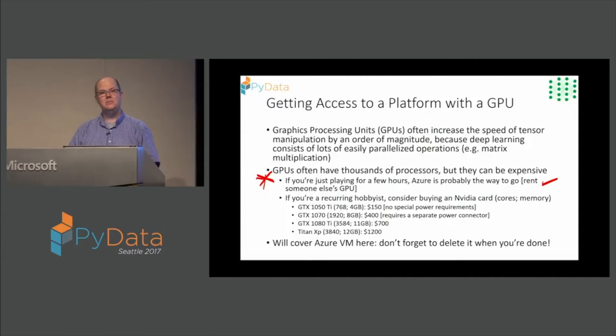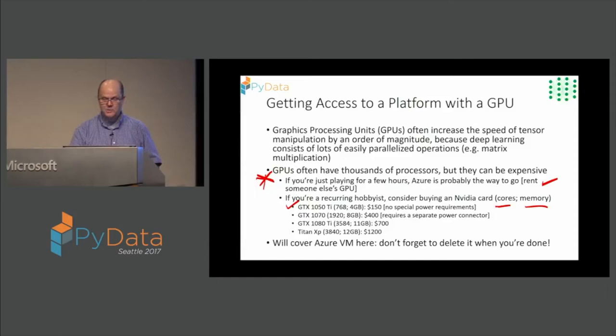The differences between these cards come in versions of core and memory. Examples here are a GTX 1050 Ti. You can have 768 cores, 4 gigabytes of memory. It costs like $150. You can go down to Best Buy today, probably, find it there, and just stick it in a PCI slot in your computer. Away you go. It's a relatively inexpensive way to go. No special power requirements for the 1050 Ti. Just plug in and play.